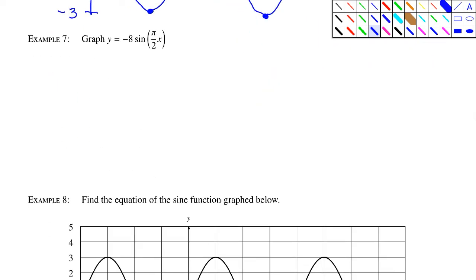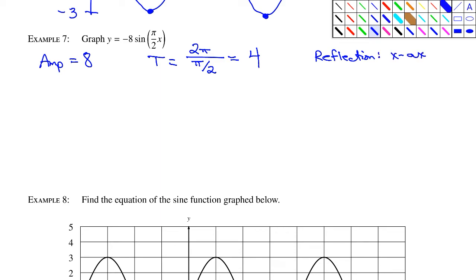Let's look at example 7. Graph y equals -8 sine of pi over 2 times x. So first, the amplitude is going to be equal to 8, and the period is going to be equal to 2 pi divided by omega, which is pi over 2. In this case, the pi's cancel, and the 2 on the bottom flips up to the top to give us 4. And then finally, we also have a reflection over the x-axis from the negative in front.